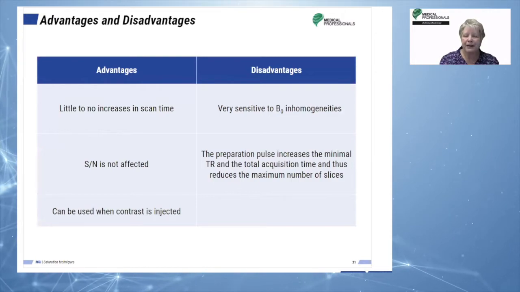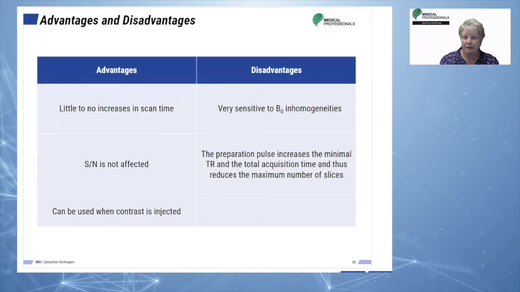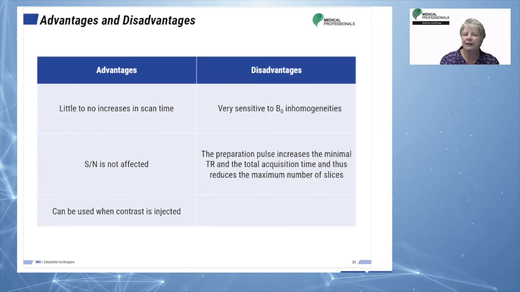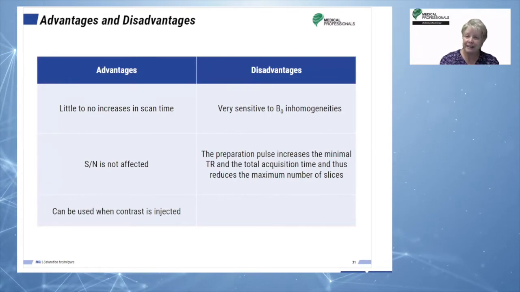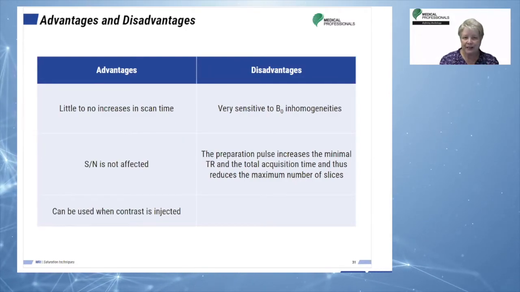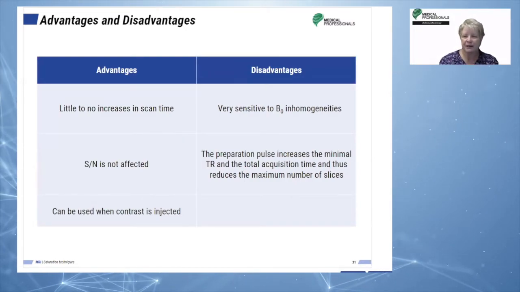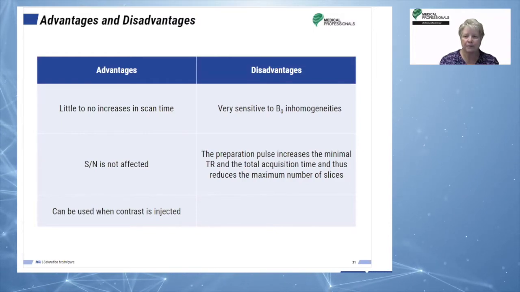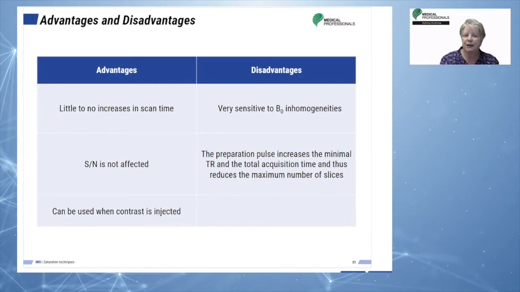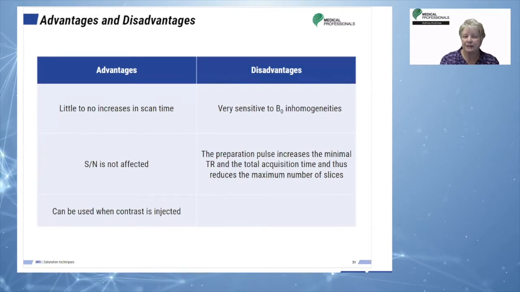There are several advantages to spectral fat suppression. Most notable is that there is little to no increase in the scan time and that the signal to noise ratio is not affected. Remember, earlier we talked about some techniques where the signal to noise ratio is affected. In addition, it is great for post-contrast injections.